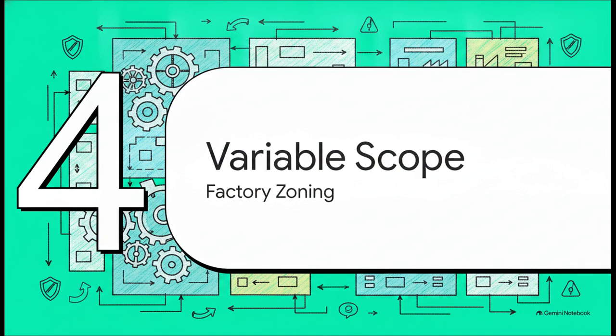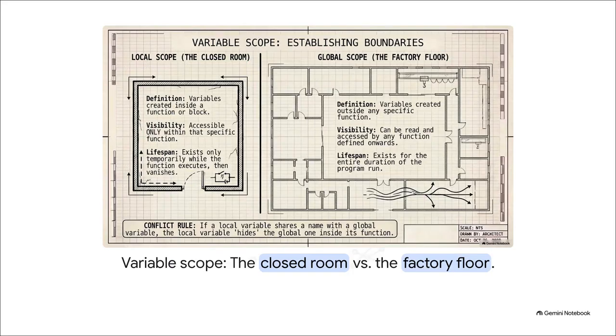Section 4. Understanding variable scope. Factory zoning. To prevent utter chaos in your code, Python enforces strict zoning. Local scope is like a closed room. Variables created inside only exist while the machine runs, and then they vanish forever. They are totally invisible to the outside. Global scope, however, is the permanent factory floor. It's accessible to everyone. But what happens if they share a name? The local variable fiercely takes priority, basically hiding the global one while you're in that room.